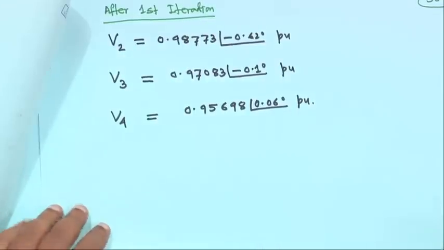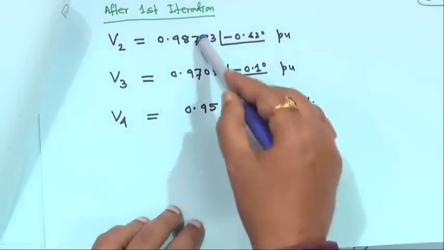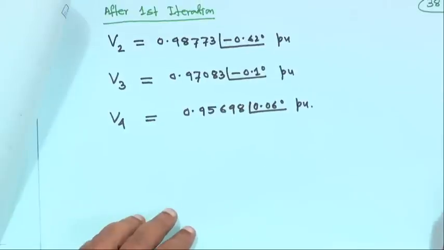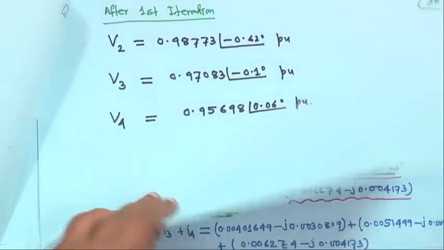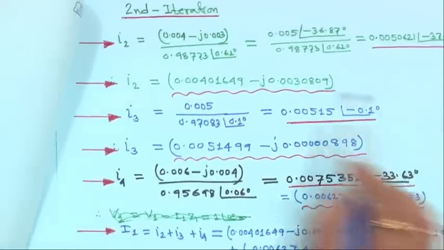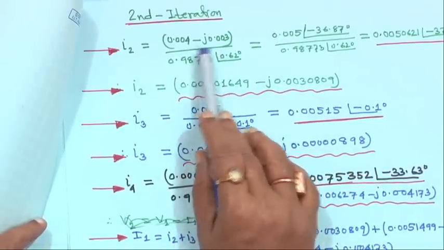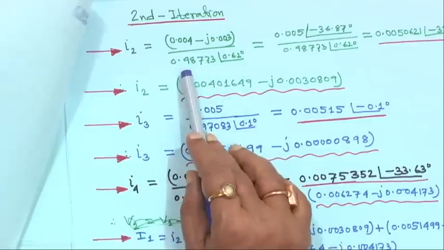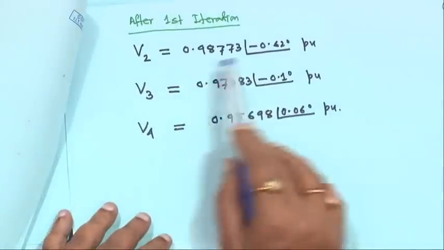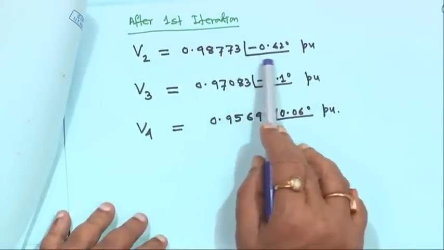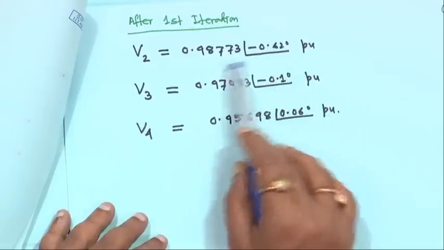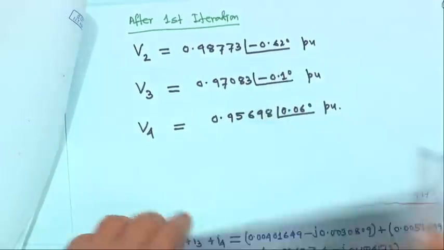Now in the second iteration we have to compute the load currents, small I2, small I3 and small I4. In the second iteration the small I2 will be 0.004, that is the load PL2 minus jQL2 upon V2 conjugate. Here V2 is 0.98773 angle minus 0.62, and its conjugate will have this angle plus.